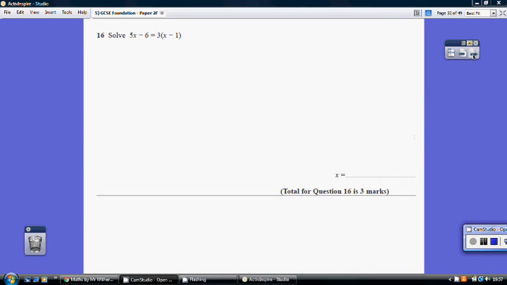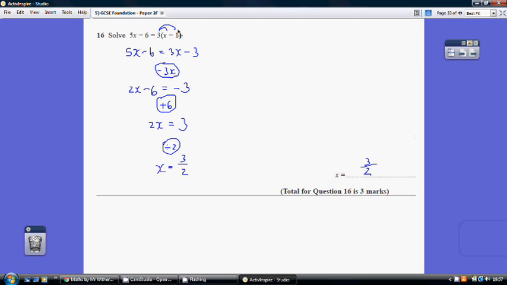Question 16. So we kick off by multiplying out the brackets. So we have the double claw. 3 times x is 3x, 3 times minus 1 is minus 3. Now we want to get all our x's onto the same side, and it's easier to take them onto the side that's got the greatest number of x's to start with, which is our left hand side, 5x bigger than 3x. So we're going to undo this 3x by minusing 3x from both sides. So on the left, we're left with 2x minus 6. And on the right, we're just left with the minus 3.